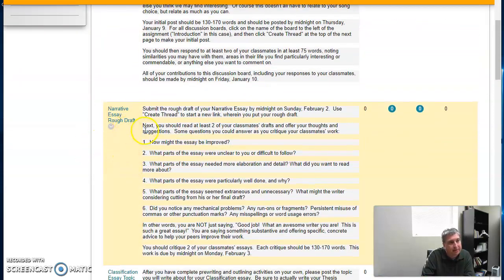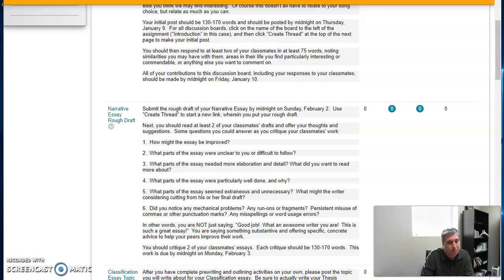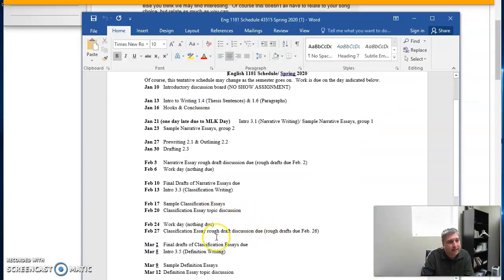And the same thing for rough drafts. I've got here your narrative essay rough draft. And, of course, I put this on the schedule, you'll notice. The rough draft discussion is due February 3rd, which means your rough draft is due February 2nd, the day before. So I think that'd be on a Monday. Actually, it's a Sunday, pardon me. Sunday, February 2nd, you need to have your rough draft finished and posted in the discussion board. And then you read a couple of your classmates' drafts and offer comments and suggestions. And all that's due by February 3rd. So those discussion boards are a little tricky.